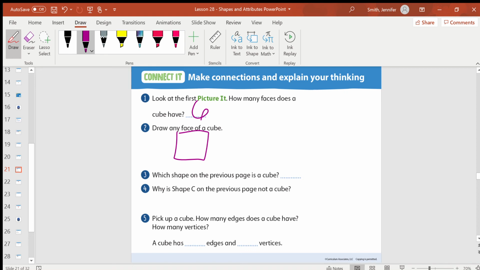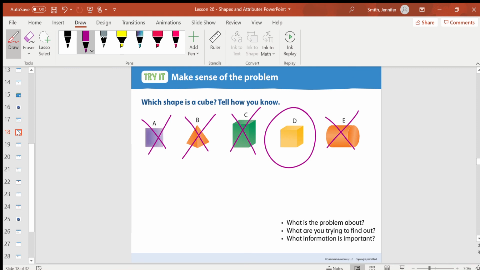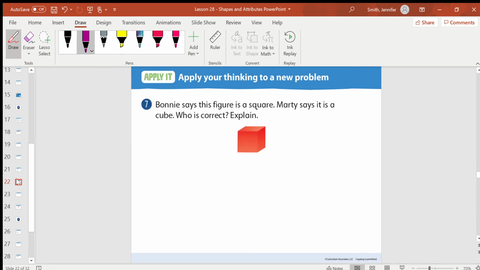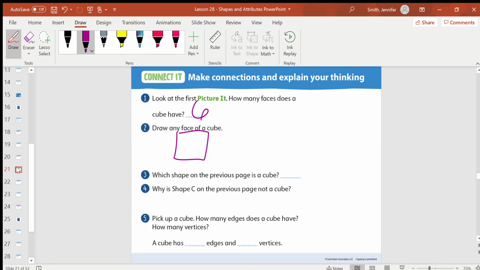Which shape on the previous page was a cube? Let's look all the way back to the top. That's right, shape D was the cube. Why is shape C on the previous page not a cube? That's easy, because some of the faces were rectangles, so it had rectangle faces.